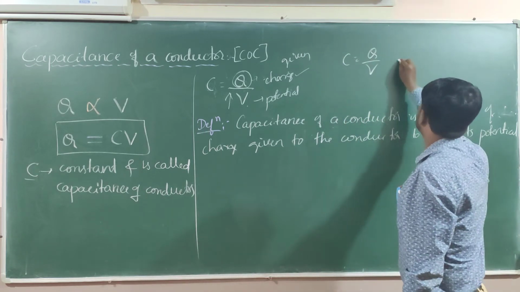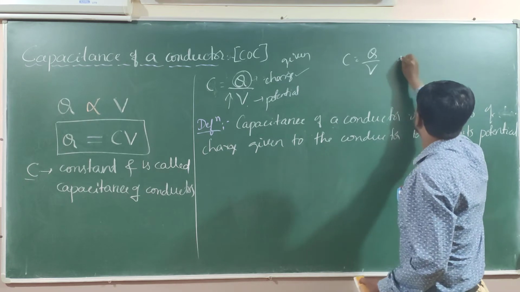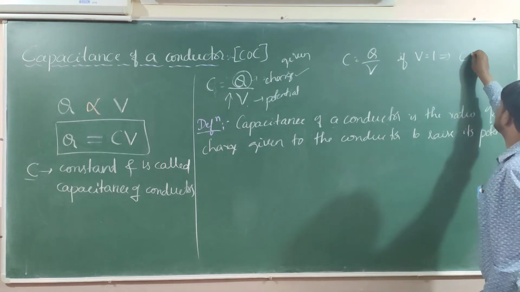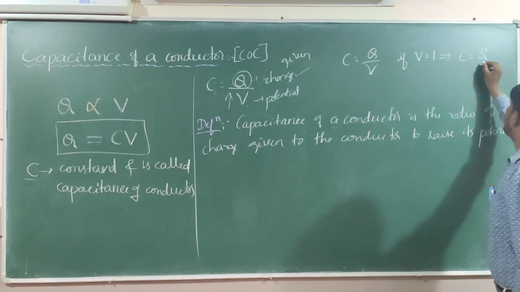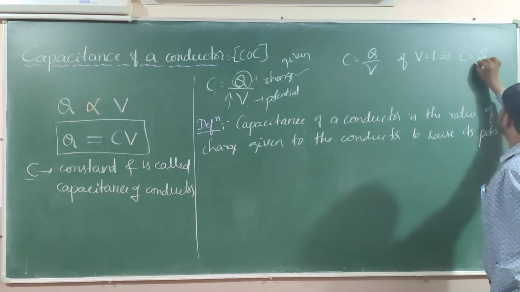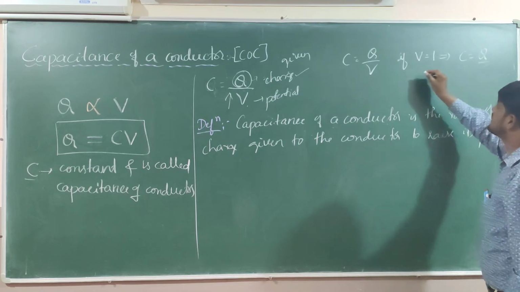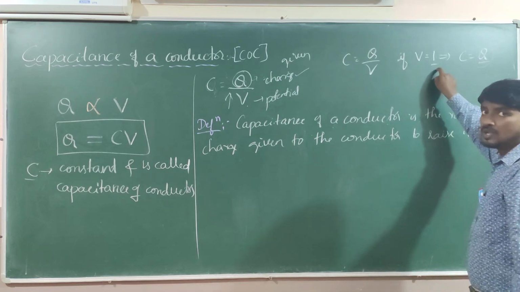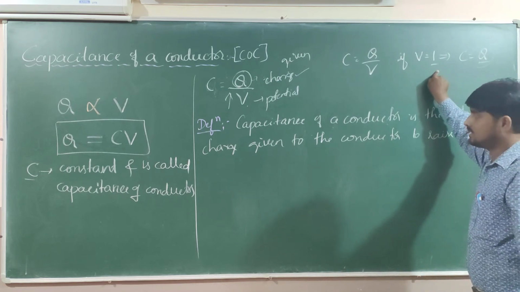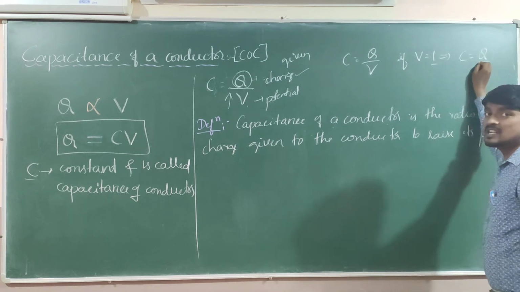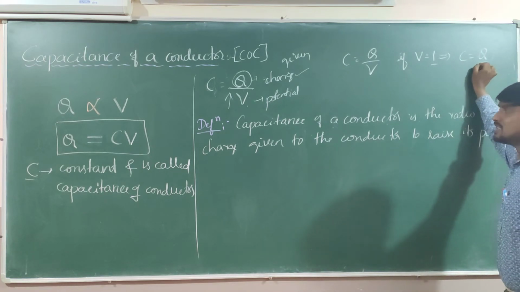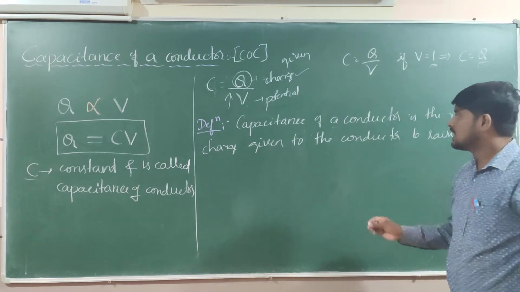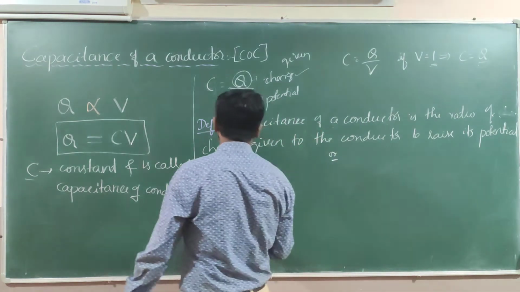Q by V. Suppose V is equal to 1 volt. If V is equal to 1 volt, then C is equal to what? Q. How much charge do I have to give? Q amount of charge is given to the conductor to raise its potential by how many volts? 1 volt, because the SI unit of potential is volt. So the charge given to the conductor to raise its potential by 1 volt is called what? Capacitance of a conductor. One more definition I can write here.